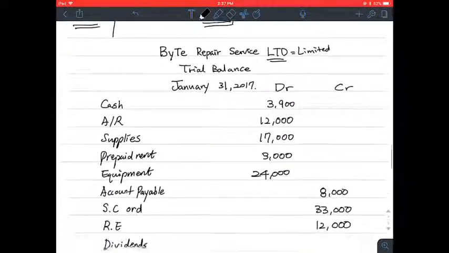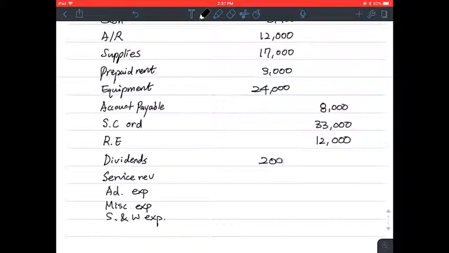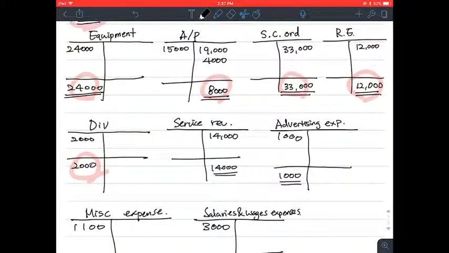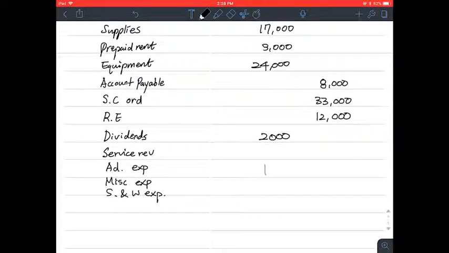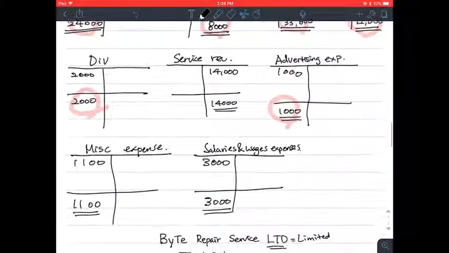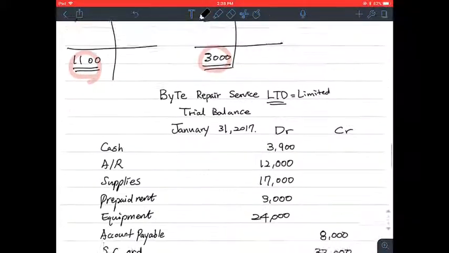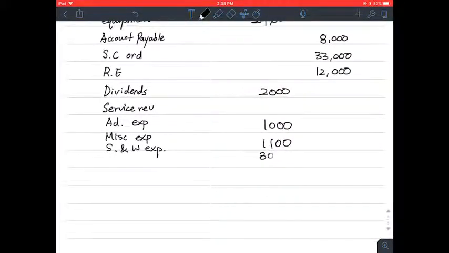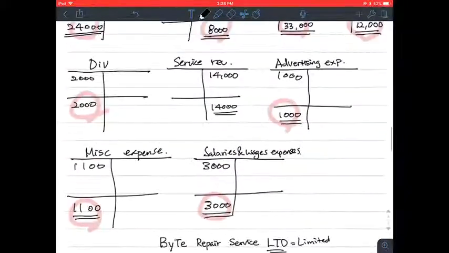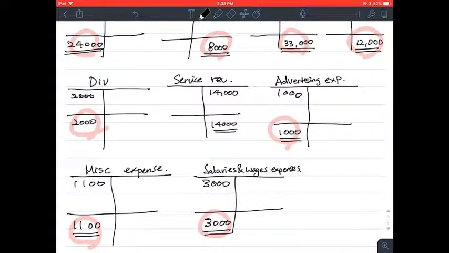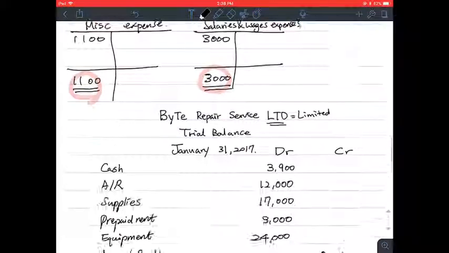For dividend, $2,000. Advertising expense, $1,000. Miscellaneous, remember it was 1,100. And salaries and wages expenses, it was 3,000. And service revenue was $14,000.